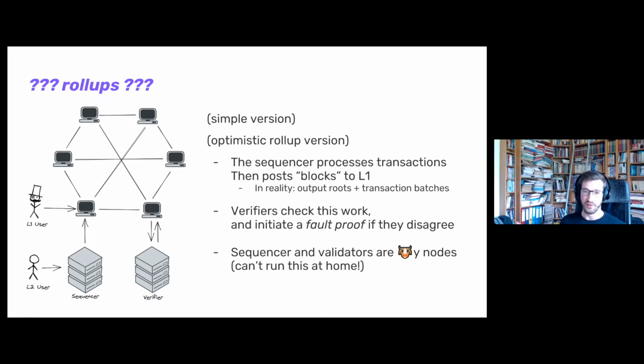It just computes everything. But then it sends all the transactions to L1 and also sends the result of the transactions. The result of the transactions is what we call an output root. An output root is basically a hash of the state of the L2 blockchain.